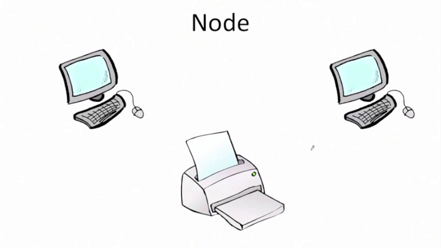A node is any kind of device linked or contained in a computer network. It can be a computer or a printer, for example, which are the most common. So they're all linked to each other, and a computer is a node itself. A printer can be a node itself too.